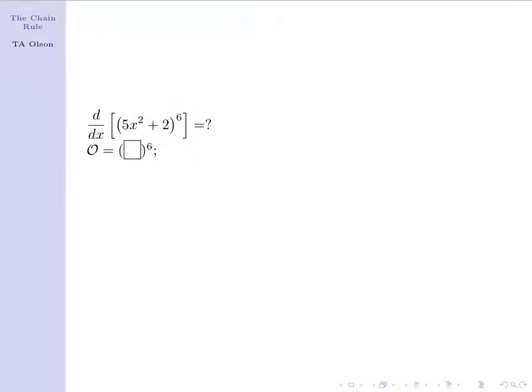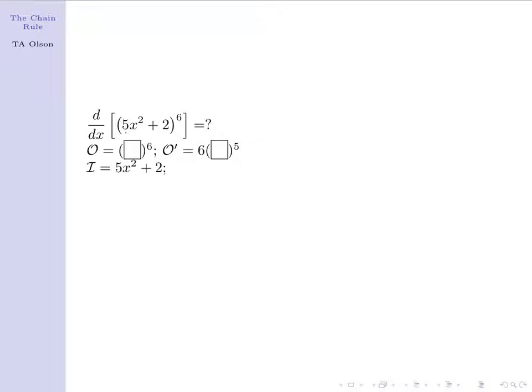So our outside function is blah to the 6th, and that's a power rule. Power rule says bring the power down, subtract 1 from the power. So the derivative of the outside function is simply 6 times blah to the 5th. Okay? So outside function was simply a power rule.